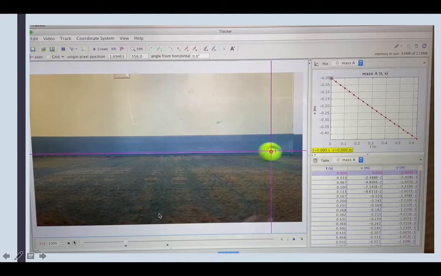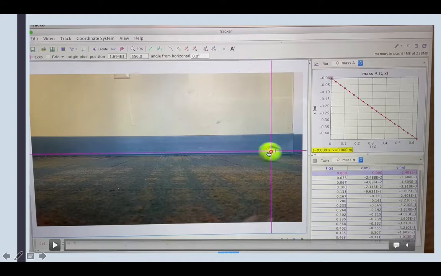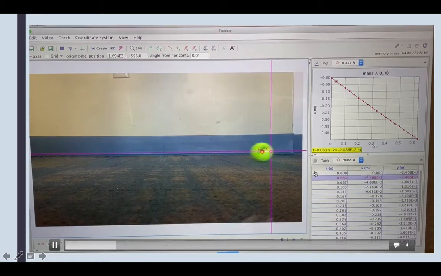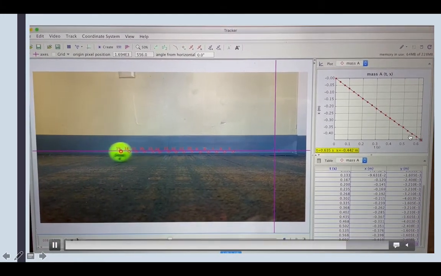When we open our video in Tracker, we have set the origin as the center of the ball, and the ball is moving to the left, which we have established as the negative x direction. When we play the video, Tracker collects the position versus time data moving in the negative x direction.